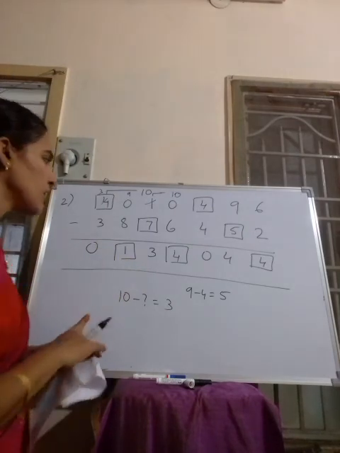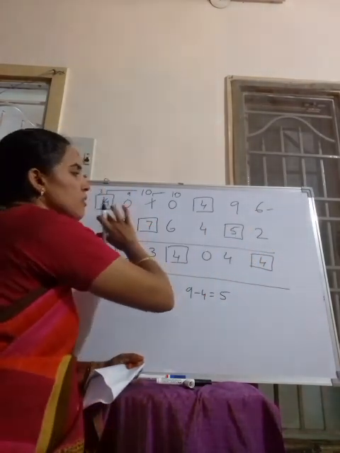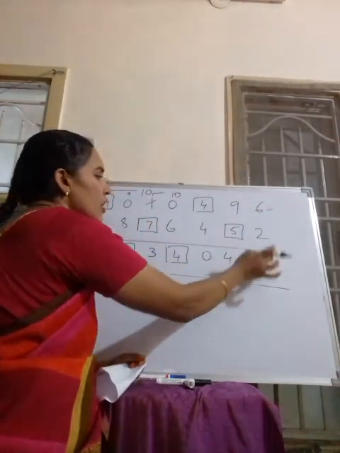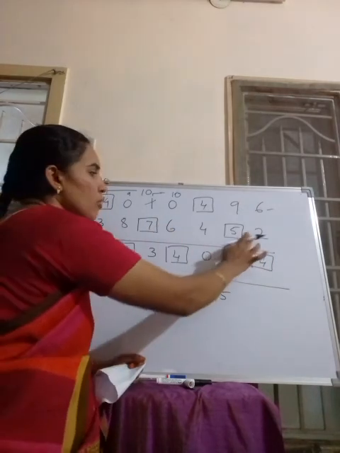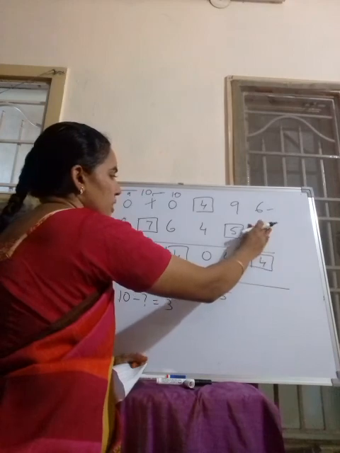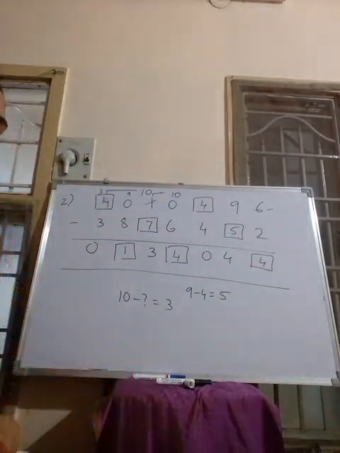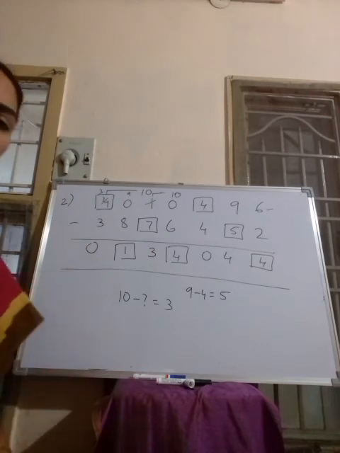Okay, the relation is, if you want any digit in the minuend, then add these two. If you want the subtrahend, minuend minus difference. If you want this digit of the subtrahend, minuend minus difference. Using this relation, we can easily find out the missing digit.